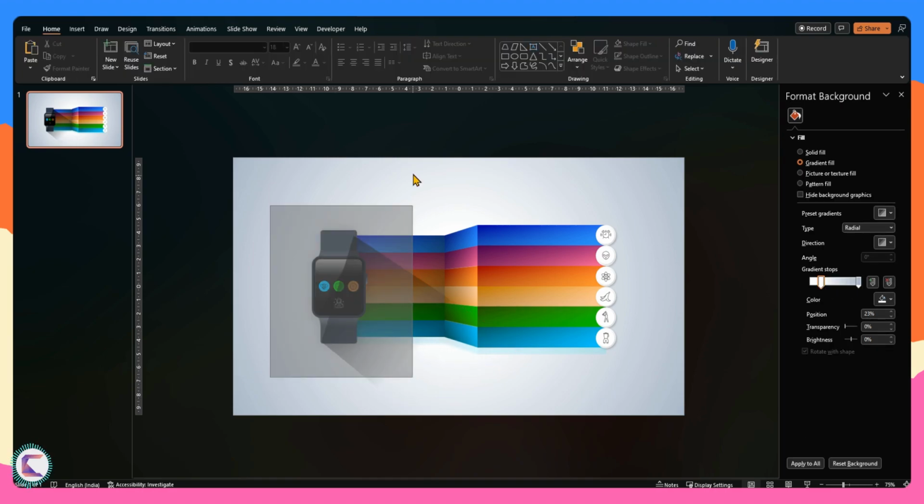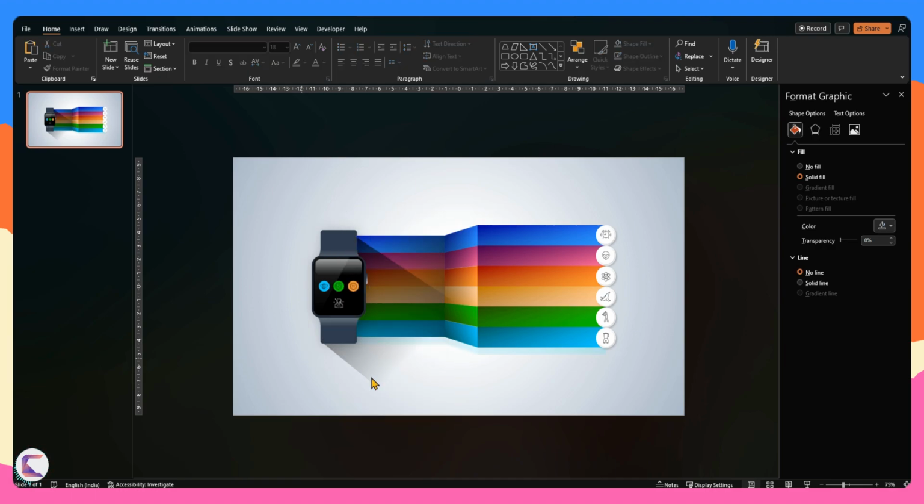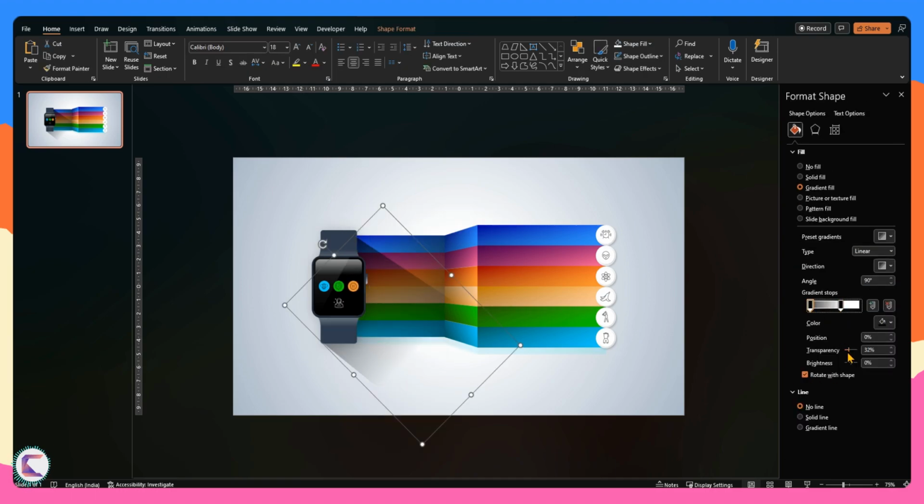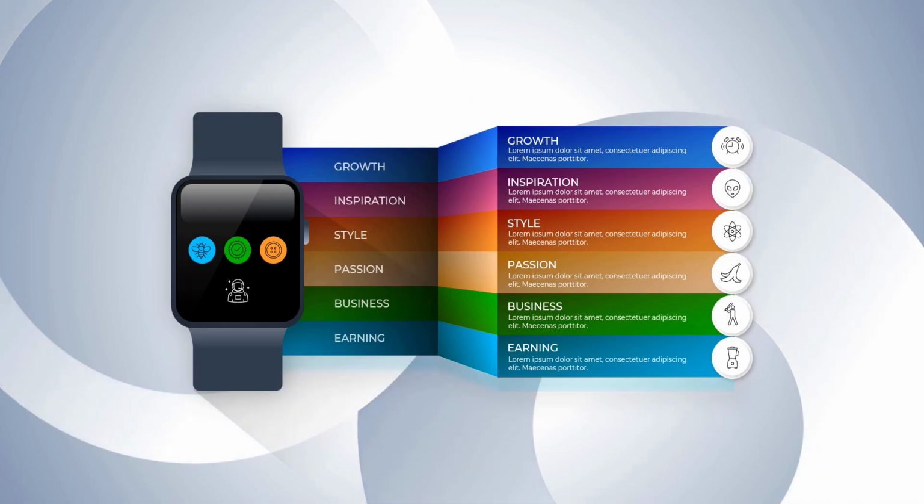Once everything is all set, bring the smartwatch graphic to the front. And the infographic design is complete. Now just add the content and apply some finishing, and here is the final output.